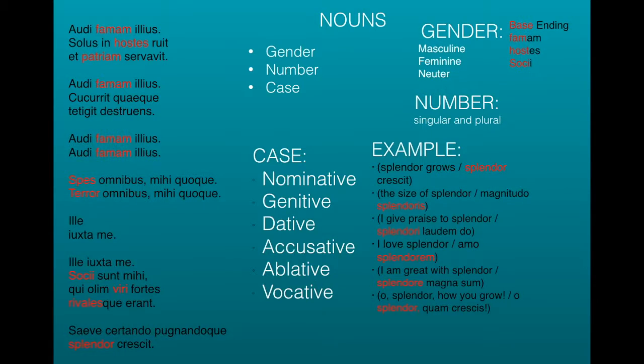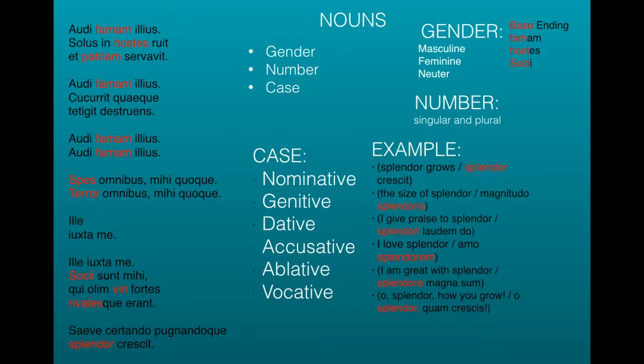Dative is a case used for a noun that either indirectly receives the action of the verb or has an interest in the sentence. It's used for indirect object and a few other things, and is usually translated with the words to or for in English. So, for example, I give praise to splendor, splendori laudem do. The accusative case receives the action of another word, particularly the verb usually, and so it's used for the direct object. I love splendor, splendorem amo, or amo splendorem.